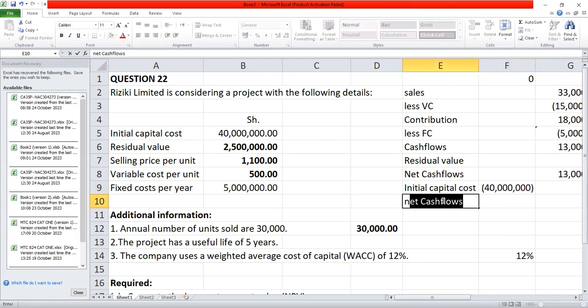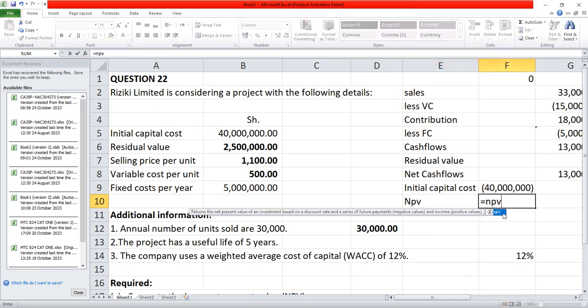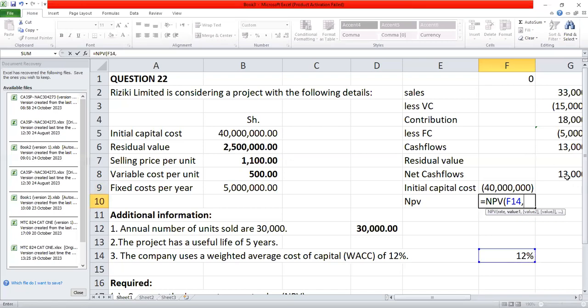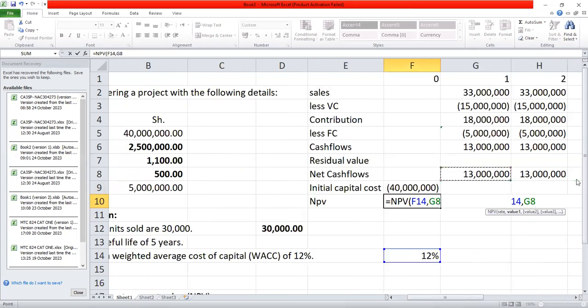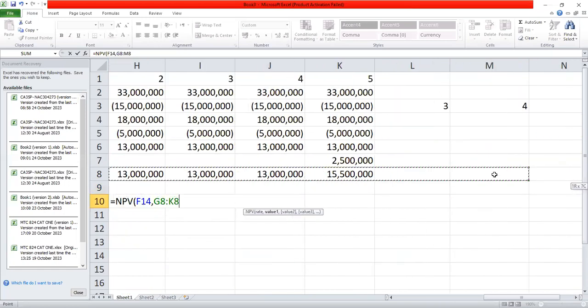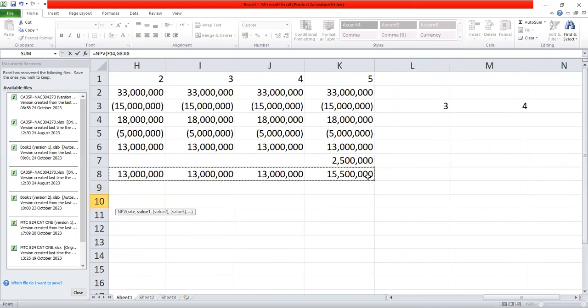Now you can have our NBV. I say it is equal to NBV. Take the formula. Now we start with the rate. Our rate is 12%. Put a comma. And these are our values. We take these values from start to the end. Then we close the bracket.